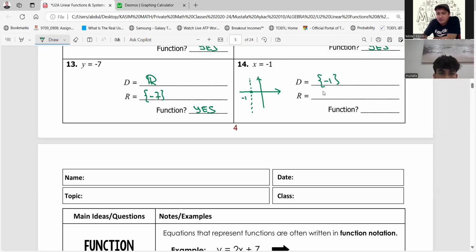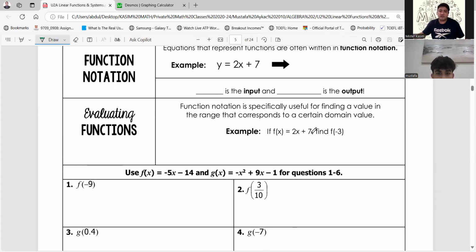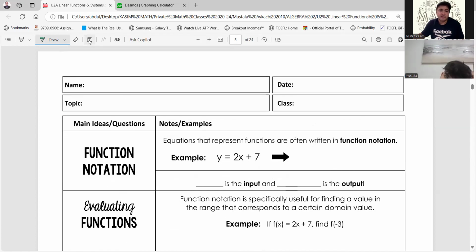And how about the range? All real numbers. Is it a function? Does it specify a function? No, because if you draw the vertical line at negative 1, it has infinite intersection points. Okay, Mustafa. That's just the introduction part. Now let's talk about functions, how to evaluate their values.